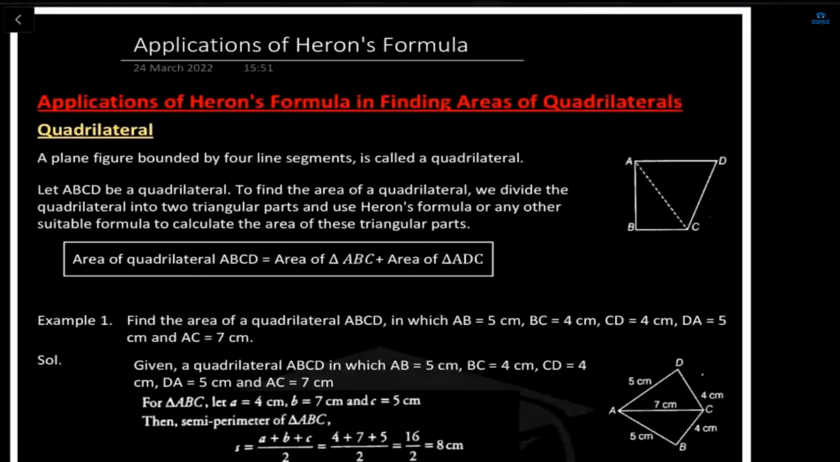Yes, ma'am. Yeah, very good. So we can find the area of quadrilateral ABCD by finding the area of triangle ABC and then the area of triangle ADC. When we add both the areas of the triangles, we'll get the area of the quadrilateral. Now let's see, we have a question based on the same. I think everybody remembers Heron's formula. So you have to try this question.